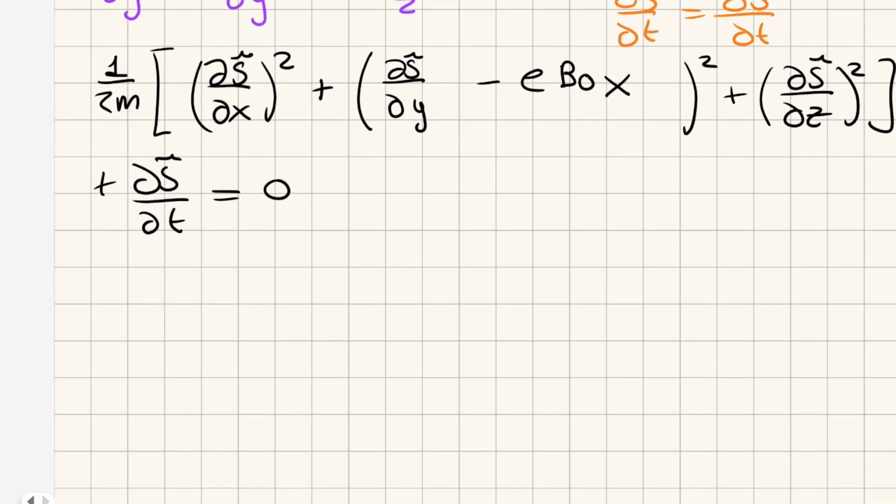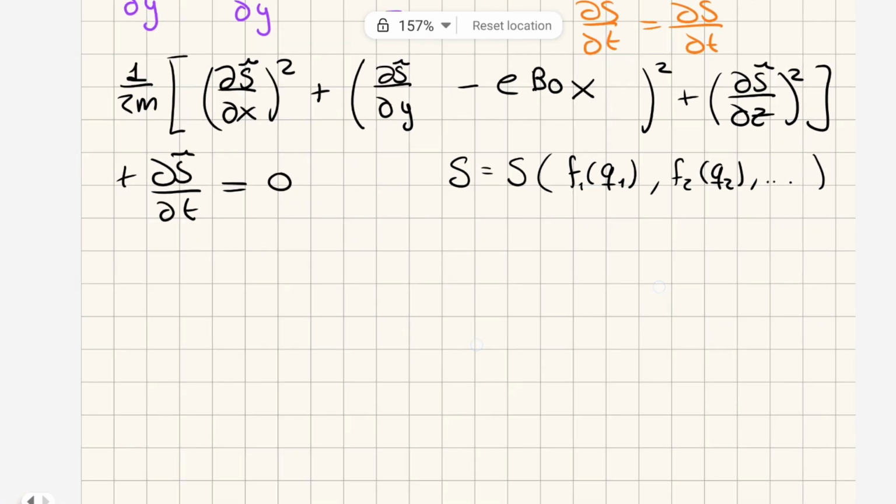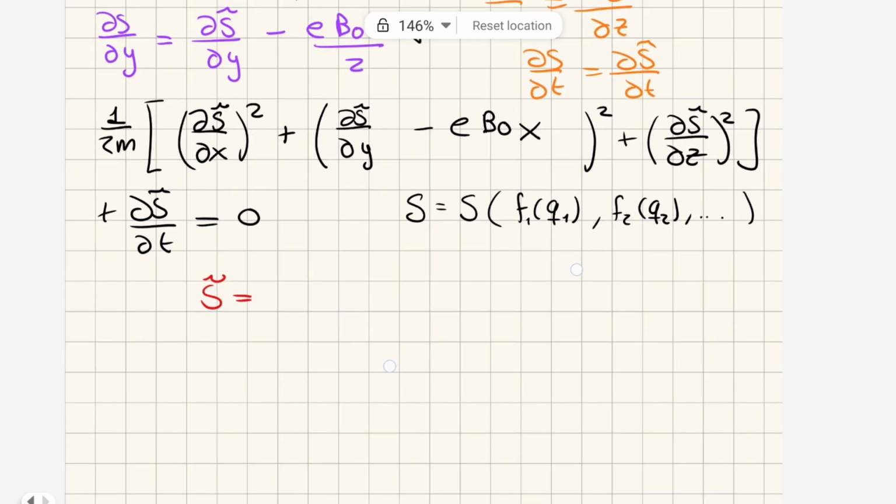such that it can be solved with the separation of variables method. Recall that the separation of variables method wants to propose a function s that depends on functions that are only of one variable, right? So for example, let's say f1 of q1, f2 of q2, all the way up to the total generalized coordinates that we have and the time, right? So the thing here is that we are going to propose a function s tilde that is going to be a sum of functions of just one variable, like we mentioned here. So how is this going to be?